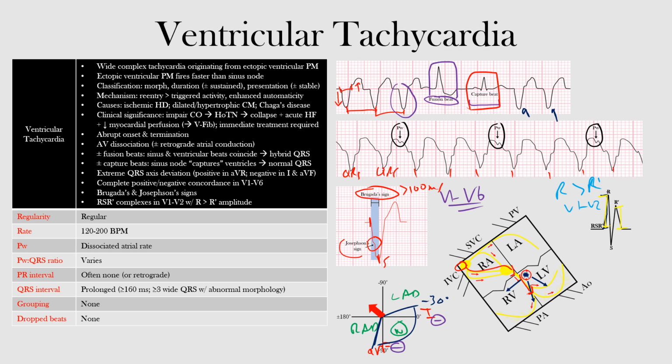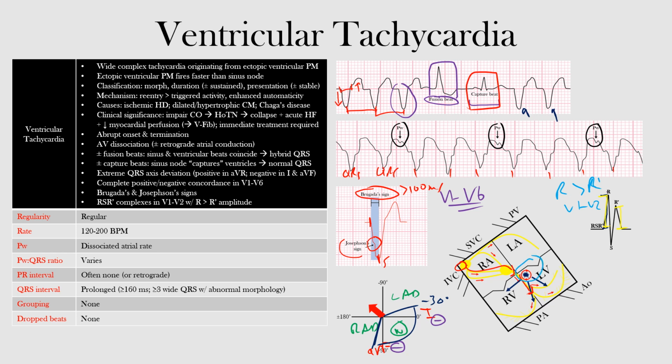So as you can imagine, even with all these clues for VTAC, this life-threatening arrhythmia can be difficult to diagnose even under the best circumstance. All right, let's briefly go through our chart here to make sure we didn't miss anything in review, okay? So again, VTAC, or ventricular tachycardia, is a wide complex tachycardia that originates from an ectopic ventricular pacemaker. We saw that here, okay?